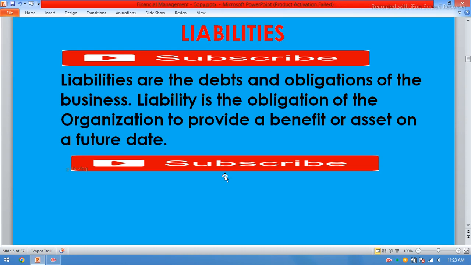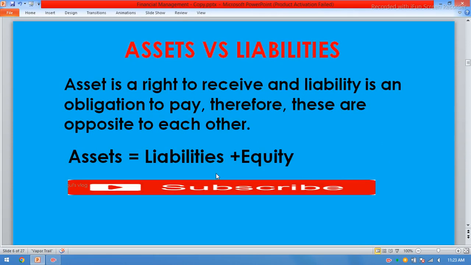Liabilities are the debts and obligations of the business. Liability is the obligation of the organization to provide a benefit or assets on a future debt. Asset is a right to receive and liability is an obligation to pay. Therefore, these are opposite to each other. Assets is equal to liabilities plus equity.